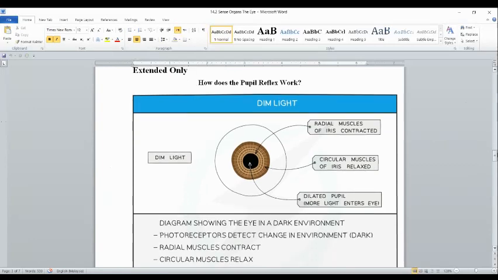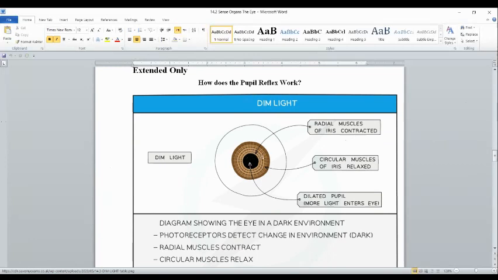And see also what happens here. In the dim light, we have two types of muscles. One of the muscles is around the pupil, and you can see this is your pupil. When it is dim light, it usually gets dilated, it should be opened up. So something should pull from everywhere to widen it, because there is a ring of muscle there. This is the pupil, this is the iris.